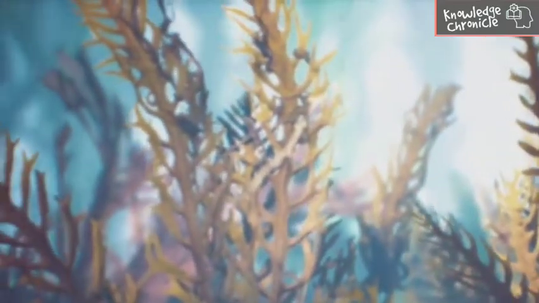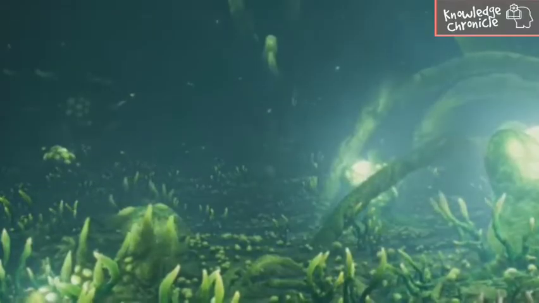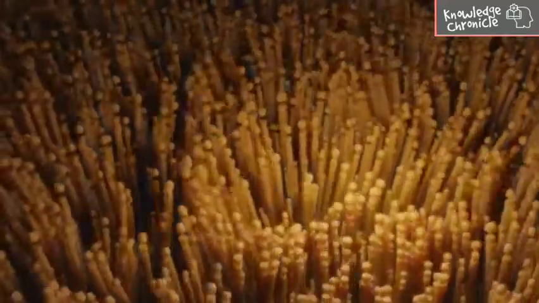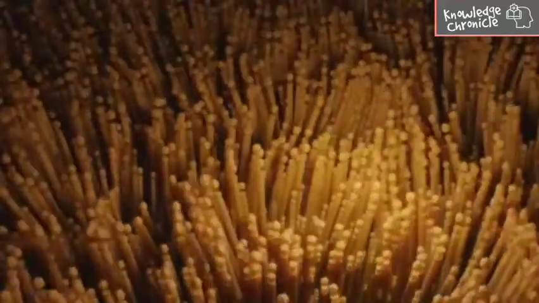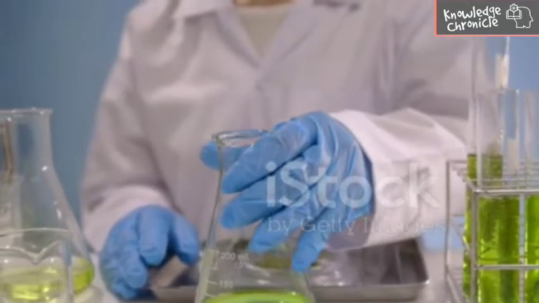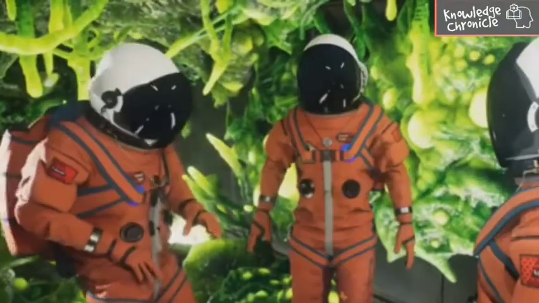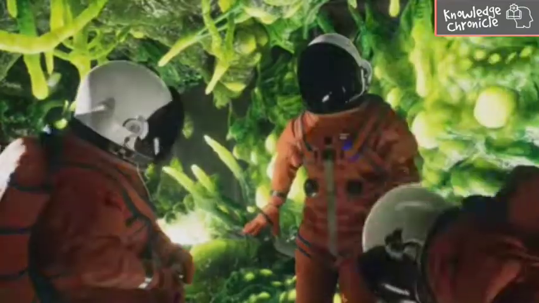So why should we care about algae? Here's why. They are vital for global carbon dioxide fixation. They sustain aquatic ecosystems as primary producers. Many species like Porphyra and Laminaria are edible and used as food. They produce commercial products like agar, carrageenan, and algin. Even space travelers use chlorella as a protein-rich supplement.